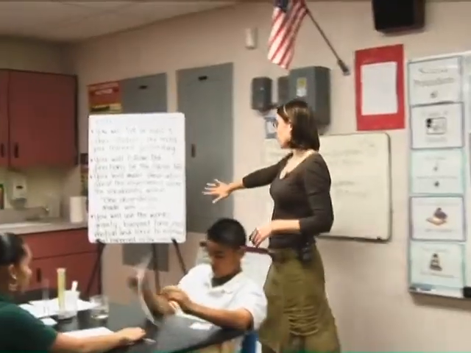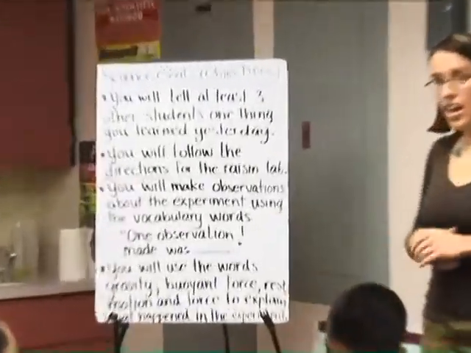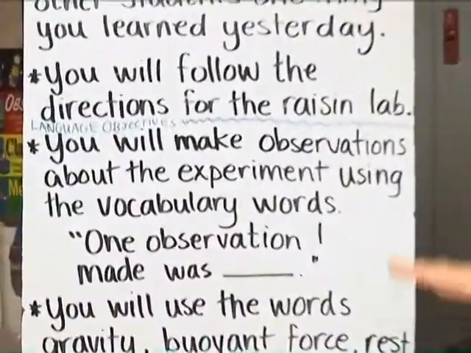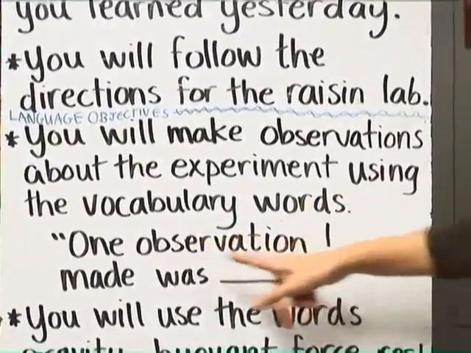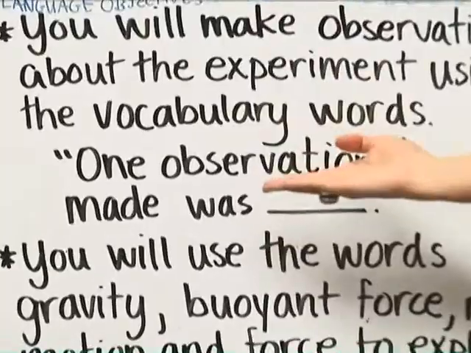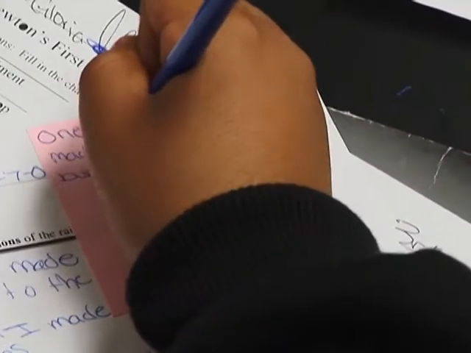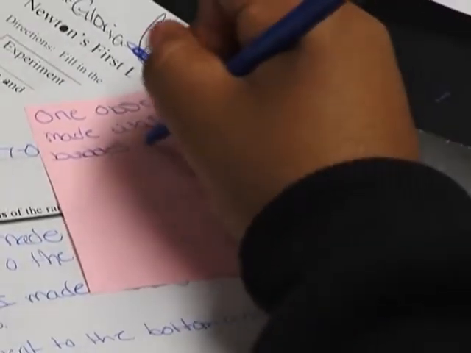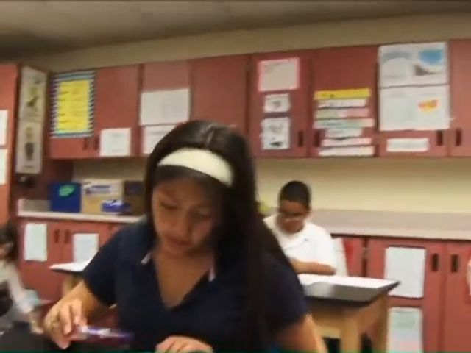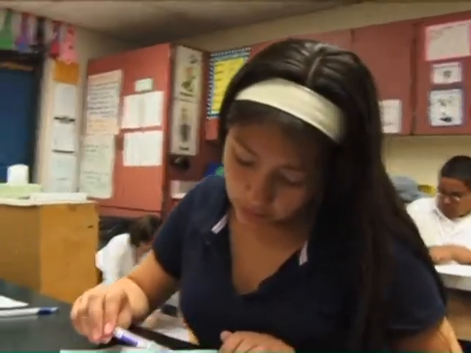We're gonna do our first language objective, and on your post-it note, I want you to use your sentence starter. One observation I made was blank. When I use the post-it notes and sentence starters with the students, they are using all of their language skills. They're writing a sentence on the post-it note, and then they read it to a partner, so they're reading and speaking, and they have to then listen to their partner read their sentence to them.